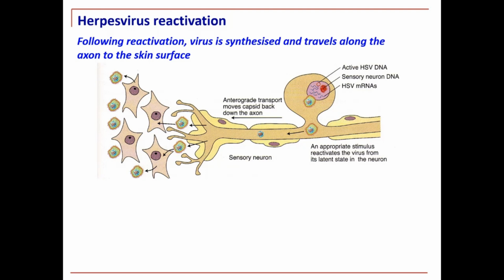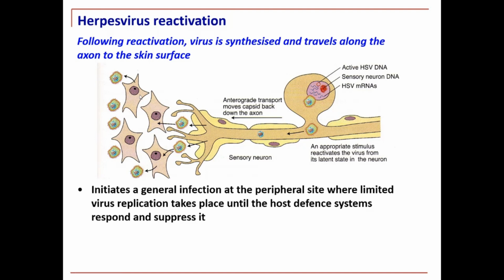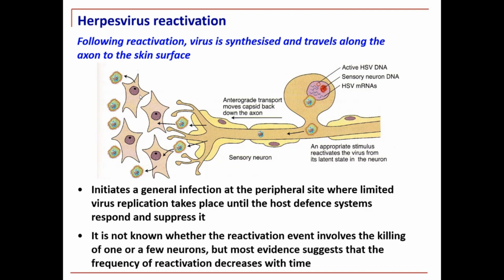Following reactivation, and there are lots of things that can stimulate that, heat, for example, is something we talked about, stress is another one, the virus is synthesized and travels along the axon to the skin surface. So you get that appropriate stimulus, it reactivates the virus from its latent state, and you get anterograde transport, which moves the capsid back along the axon, where it can go on and infect your epithelial cells. So it initiates a general infection at the peripheral site, where limited virus replication takes place until the host defense systems respond and suppress it, or until you give someone acyclovir, of course.